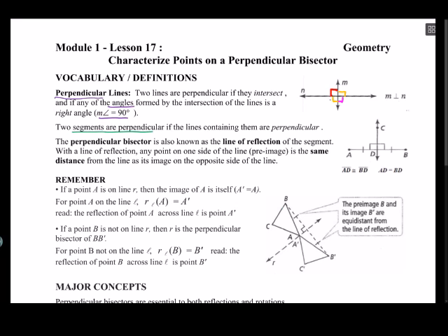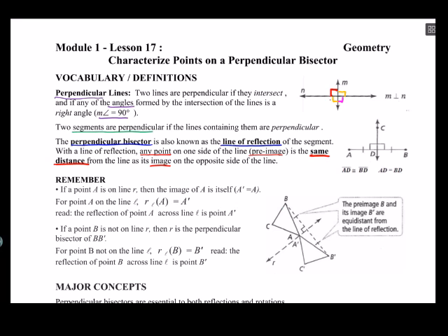Now, one of our good friends, the perpendicular bisector. When we are talking about reflections, the perpendicular bisector is the line of reflection. And the important part about this is any point on one side, our preimage, is the same distance from our line of reflection as its image on the other side of the line.